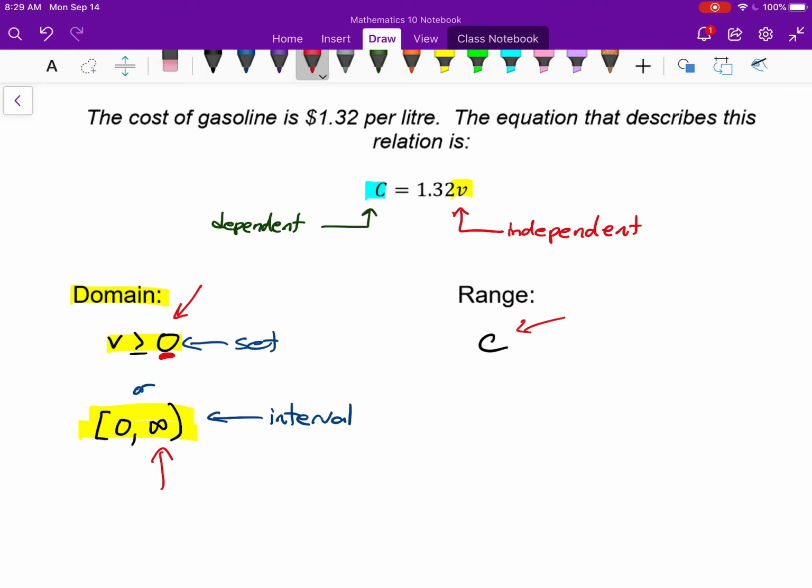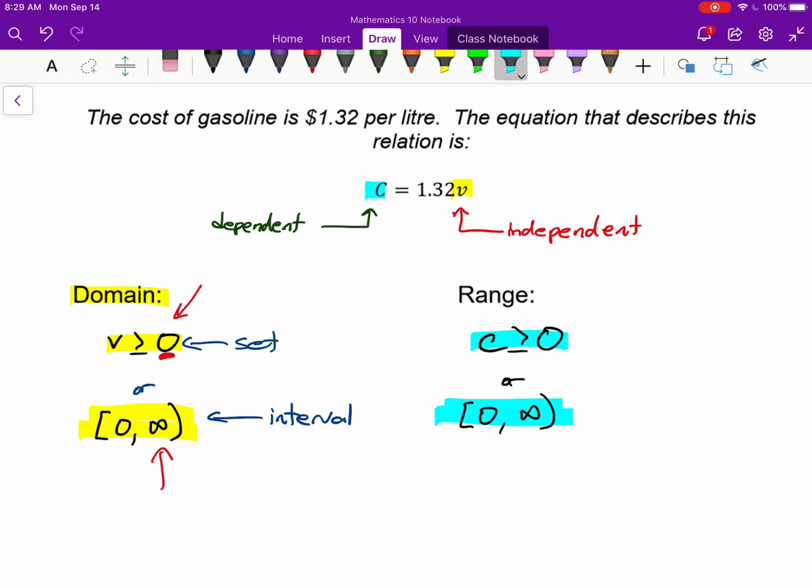So much like the domain, the range is anything that's not negative, essentially. All the possible numbers that can come out of this equation, the smallest possible number is 0, and anything bigger than that is possible. That's the range. Again, I can describe that in set notation or in interval notation, which would look the same as before, 0 to infinity with a round bracket.